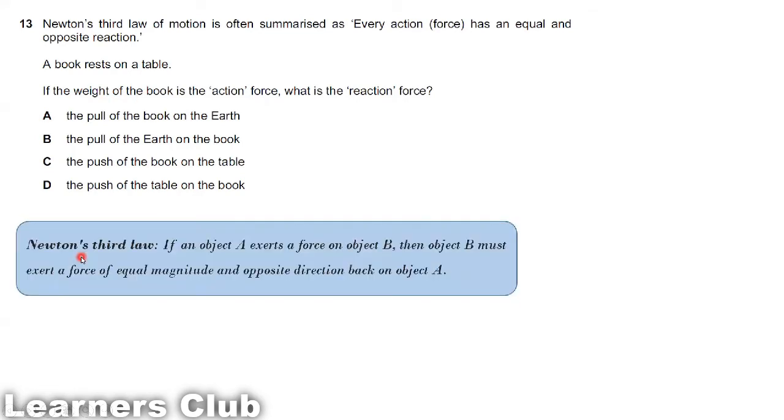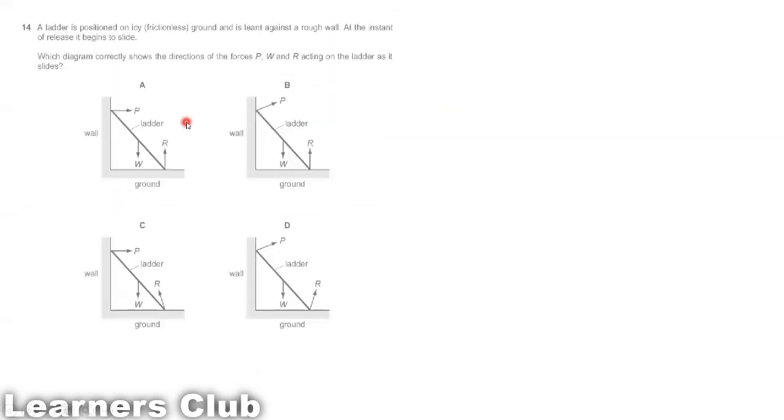As you can see, Newton's third law says if an object A exerts a force on object B, then object B must exert a force of equal magnitude and opposite direction back on object A. So now the earth is pulling the book, so the book should pull on the earth. So the pull of the book on the earth is the answer. As you can see, that option is A itself. The option is A.